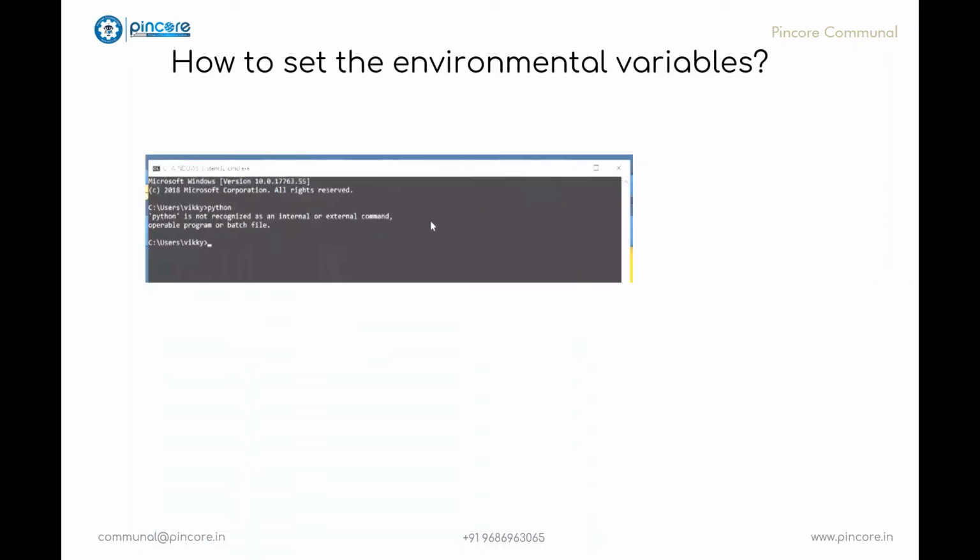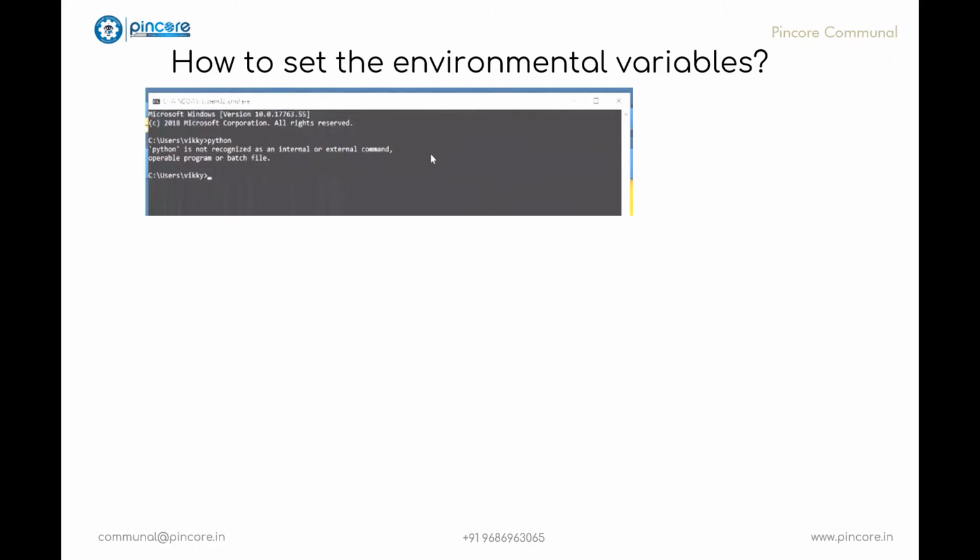Just go to the Python command prompt window and type Python and then press enter. There you can see that Python is not recognized as an internal or external command, operable program or batch file. So without these settings, we cannot access it universally. We can access it only in the location where we have installed Python.